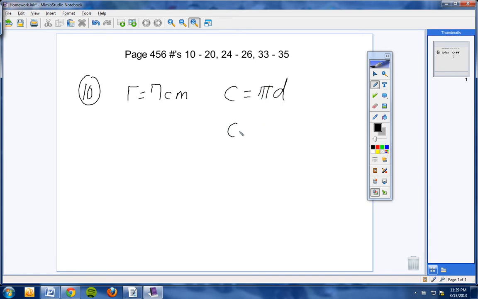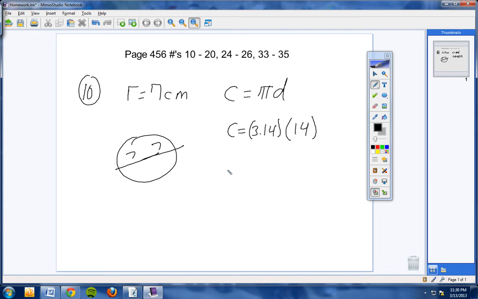So for pi, I'm going to substitute 3.14. And for the diameter, I'm not going to put 7. The radius is 7. The whole diameter all the way across would be 2 times 7, so it would be 14. And 3.14 times 14 would be 44 centimeters, okay? And circumference is always the distance around the circle, so we do not put square centimeters.